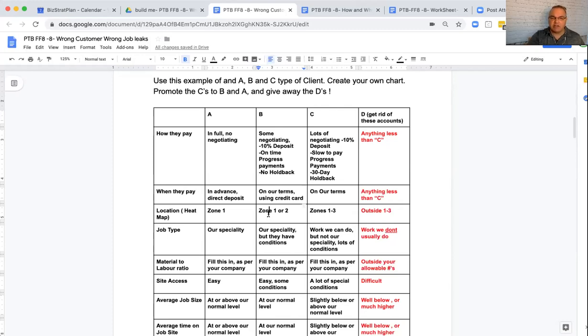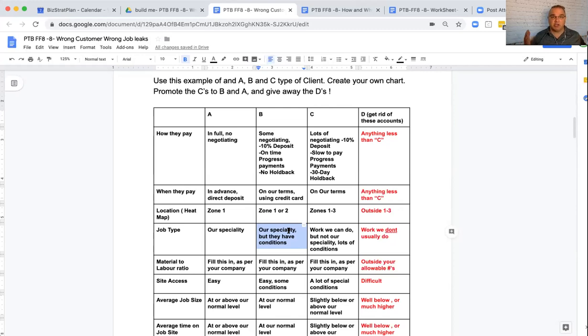Location starts to expand to zone 1 or 2. You can see here that a C client is anywhere in zones 1 to 3. So it might be in a good location, but a bad account for other reasons. The job types start to spread a little bit. They want our specialty, but they have some conditions. Now there's site conditions, there's access conditions, there's customer conditions. There's something on there that we have to take into consideration that's outside of our norm, right?